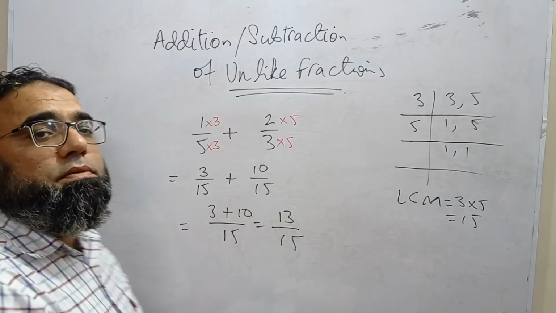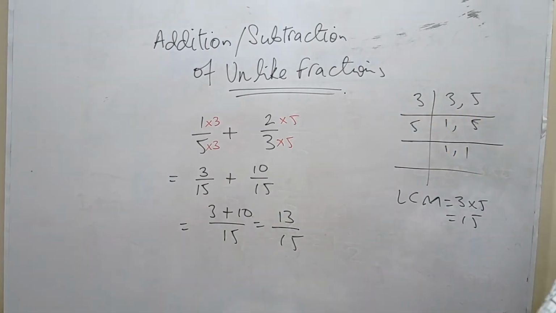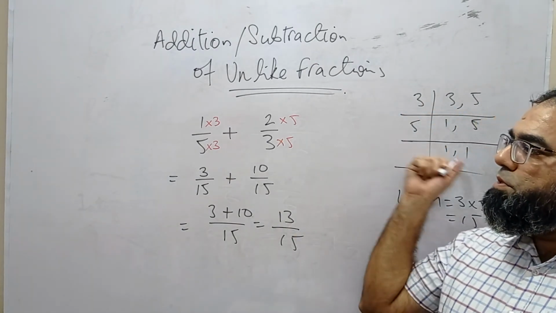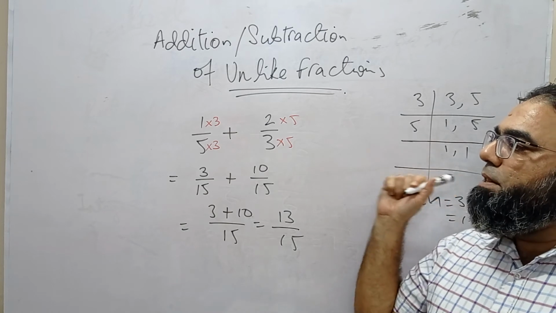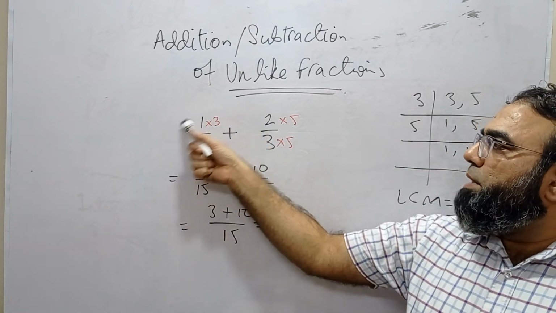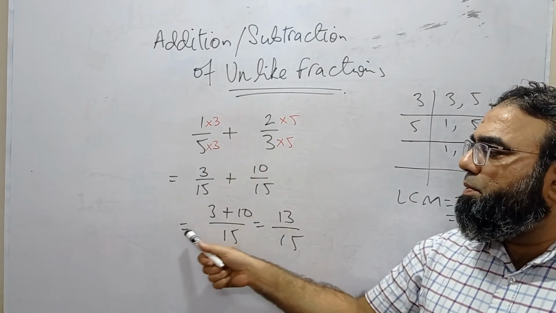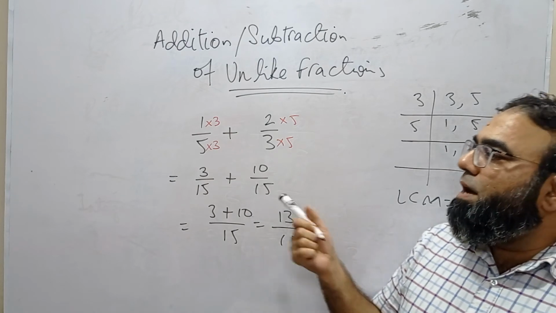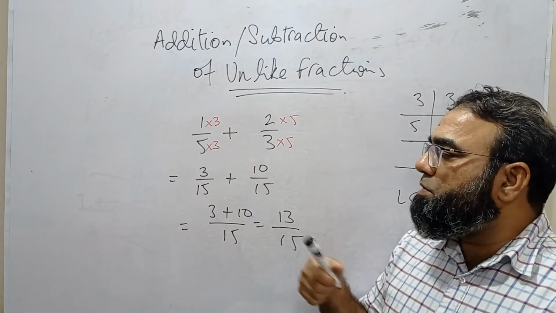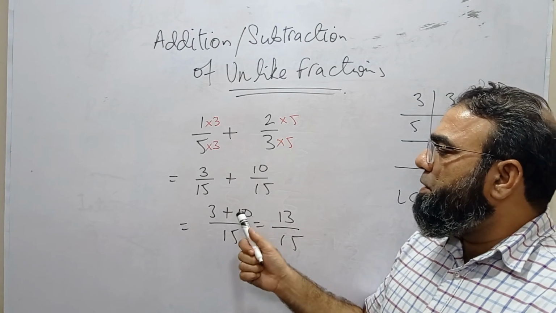13/15ths. So guys, whenever you have the unlike fractions, you have to make them like fractions using the LCM, okay, and then using the concept of the equivalent fractions. So that is how you change these unlike fractions into like fractions, and then you add them together. And this is the answer to the question that students normally ask, why don't we add up the denominators, okay?